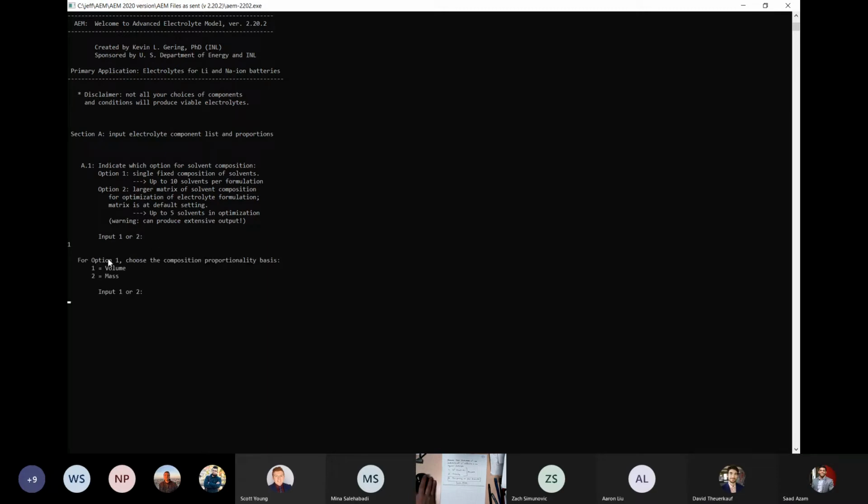And it says, for option 1, choose the composition proportionality basis. You can go by volume or by mass. So we'll go by mass, 2. And how many solvents do you want? We'll just pick 2 just to keep this thing simple.